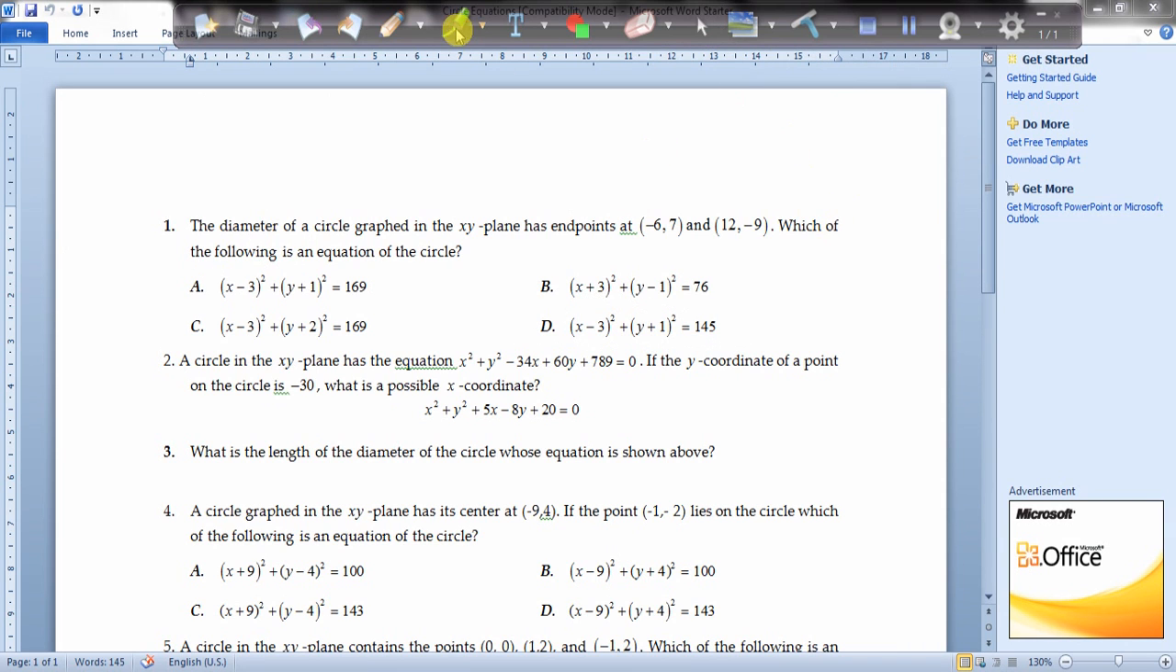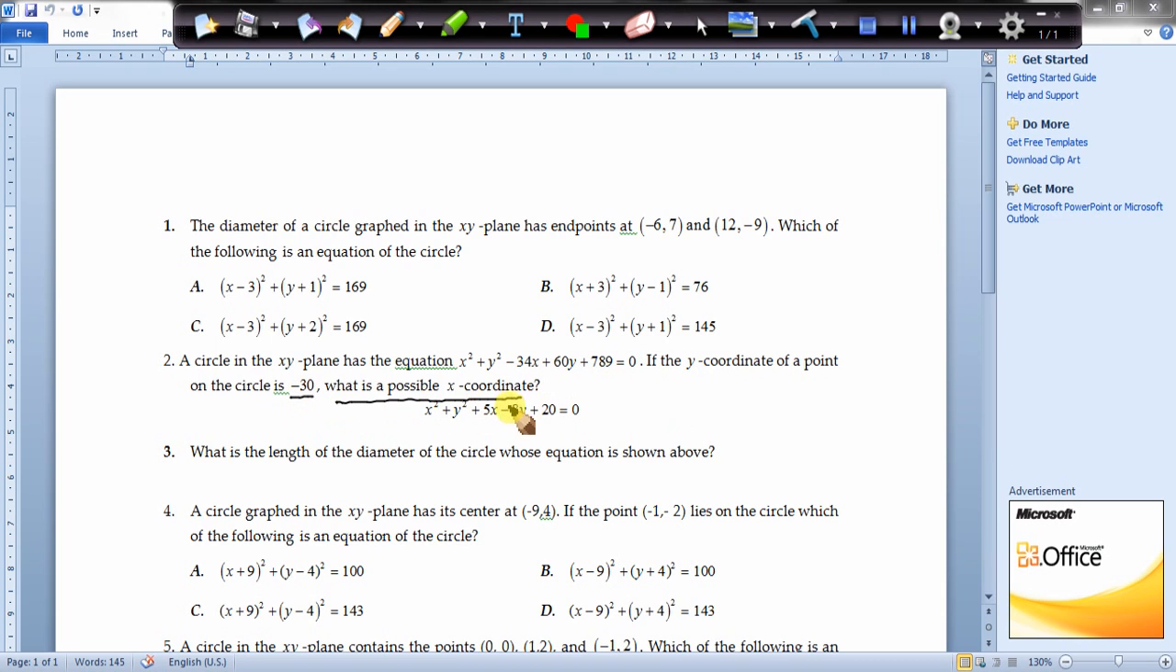The next question is, a circle in the xy plane has an equation of x square plus y square minus 34x plus 60y plus 789 is 0. The y coordinate of the center of the circle is -30. What is the possible x coordinate? You can pause the video, solve it. If you don't know, then you can see my solution.